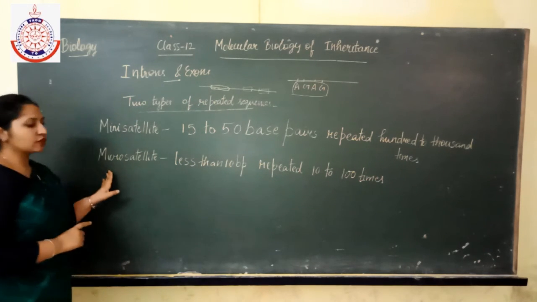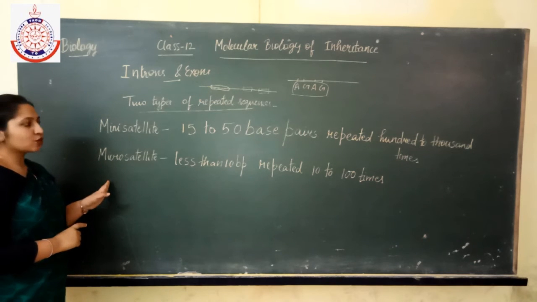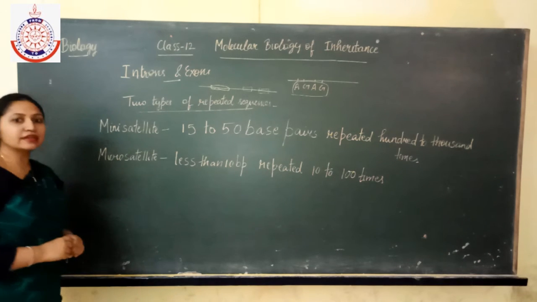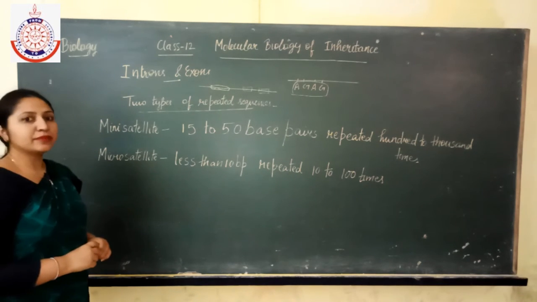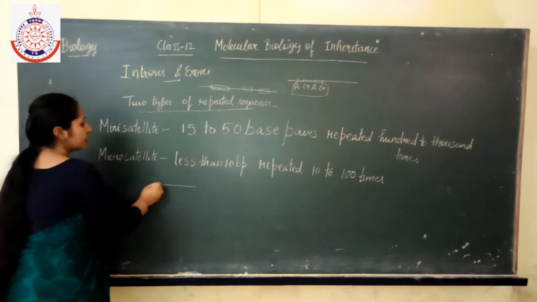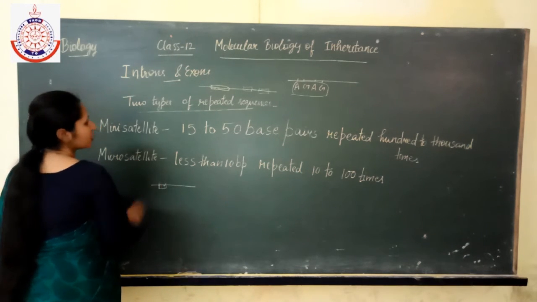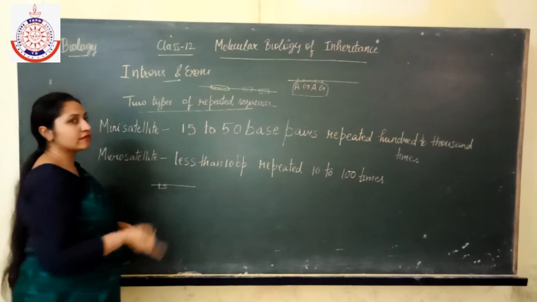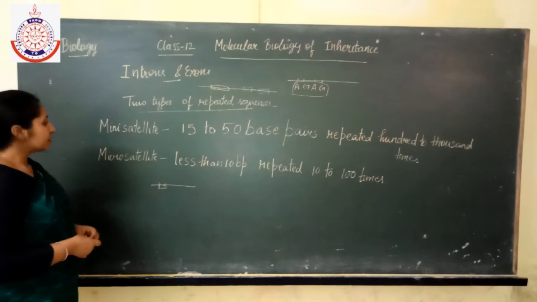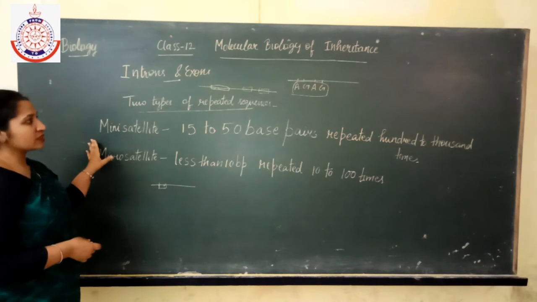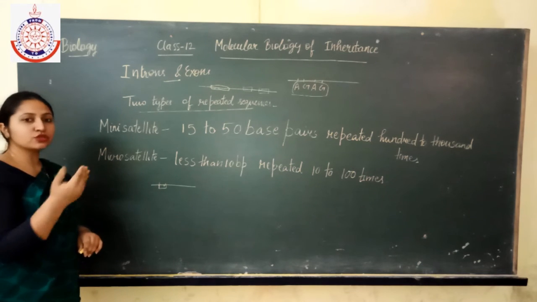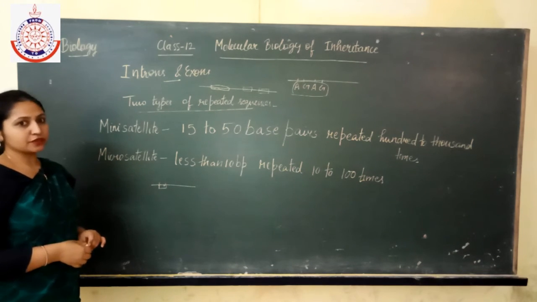Next is the microsatellite. What is a microsatellite? It contains less than 10 base pairs. This repeated sequence contains less than 10 base pairs, and it repeats 10 to 100 times. And these repeated sequences are inherited also, meaning from one generation to the next generation they are transferred.